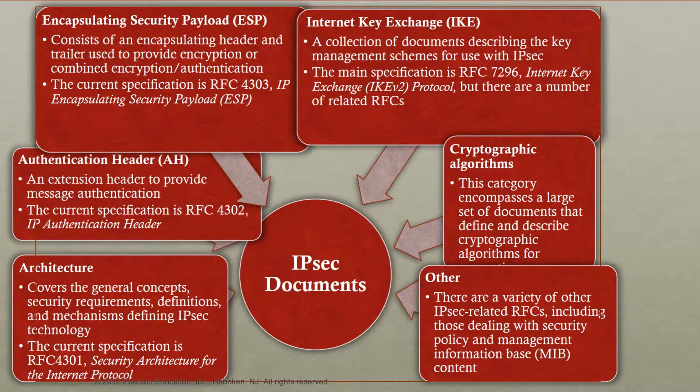IPsec documents. IPsec encompasses three functional areas: authentication, confidentiality, and key management. The totality of the IPsec specification is scattered across dozens of RFCs and draft IETF documents, making this the most complex and difficult to grasp of all IETF specifications. The best way to grasp the scope of IPsec is to consult the latest version of the IPsec document roadmap, which is RFC 6071, IP Security, IPsec, and Internet Key Exchange, IKE, document roadmap. The documents can be categorized into the following groups.